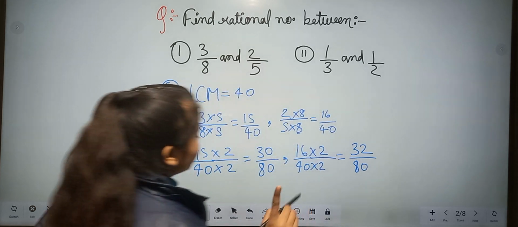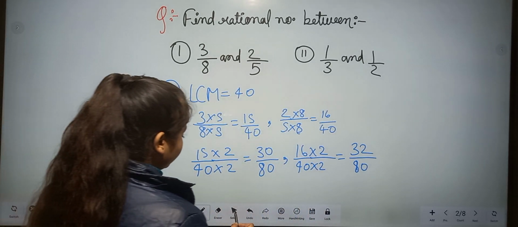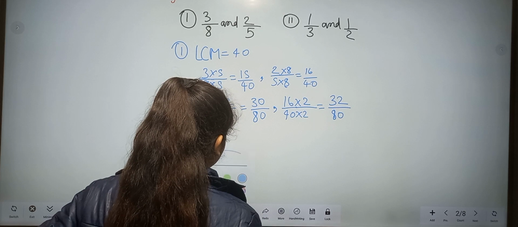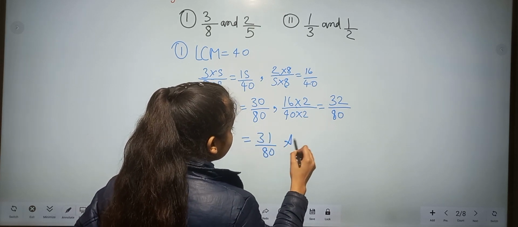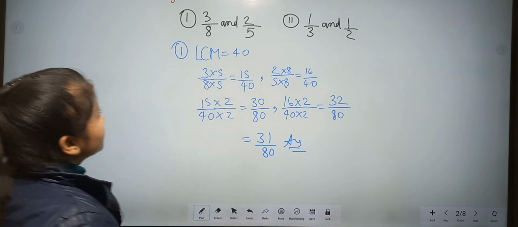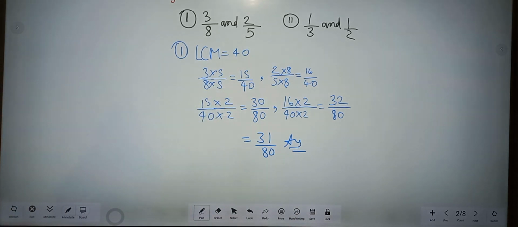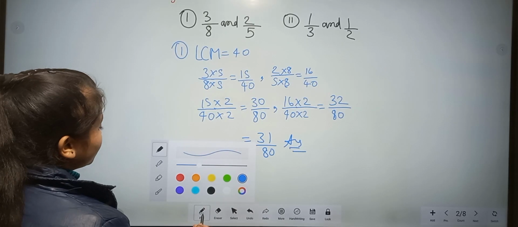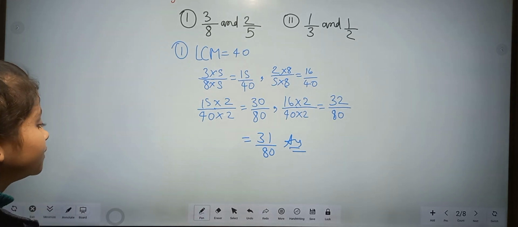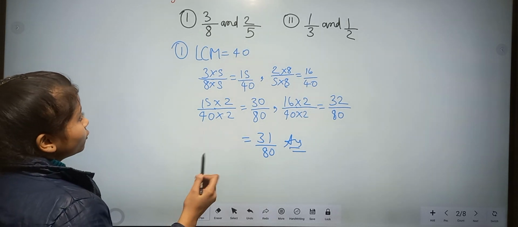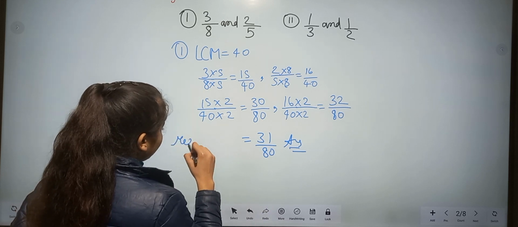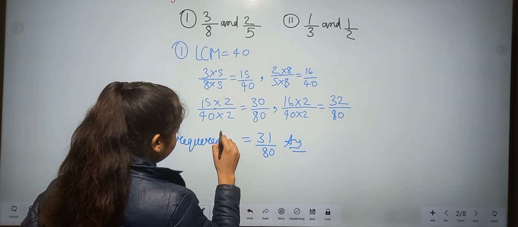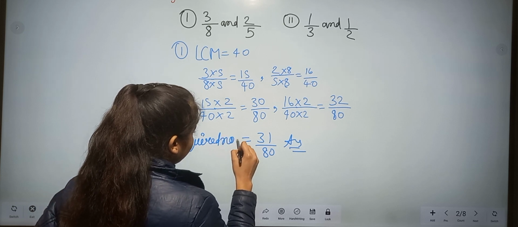So here one number is coming, that is 31 by 80. So this is our answer, okay? Because in the question it is written to find a rational number between 3 by 8 and 2 by 5. So 31 by 80 is our required number. Okay.